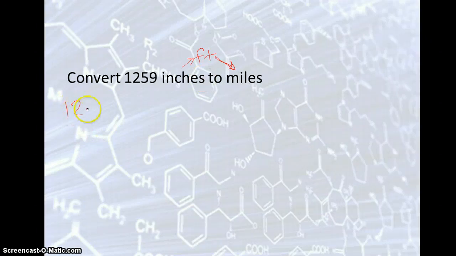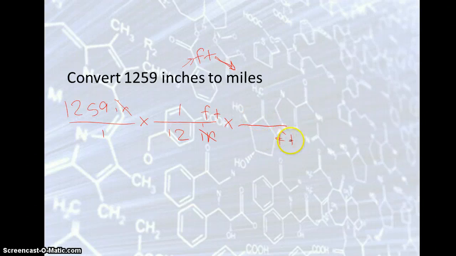Okay, so let's go ahead and write 1,259 inches over 1, and let's convert that to feet. We know we want inches to go on the bottom so the units cancel out, and we want feet on top because that's the unit we want. So there are 12 inches in 1 foot. Okay, once we're in that unit, let's convert to the one we want. So we want to get rid of feet, so we're going to put this feet unit on the bottom. And when you look at your equivalent sheet, you're going to notice that miles is going to go on top, and in 1 mile we have 5,280 feet.